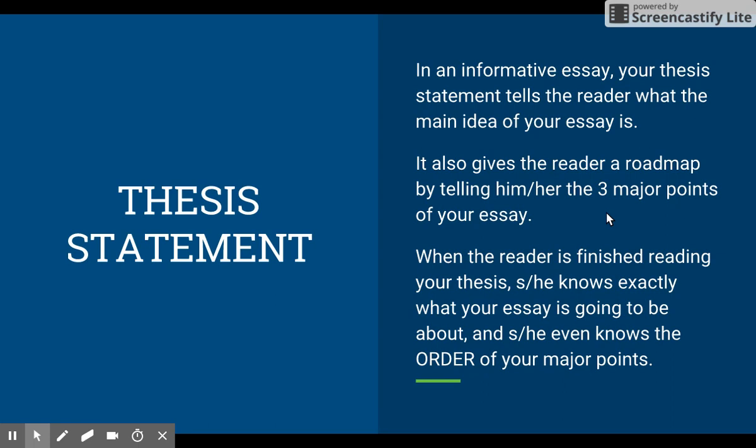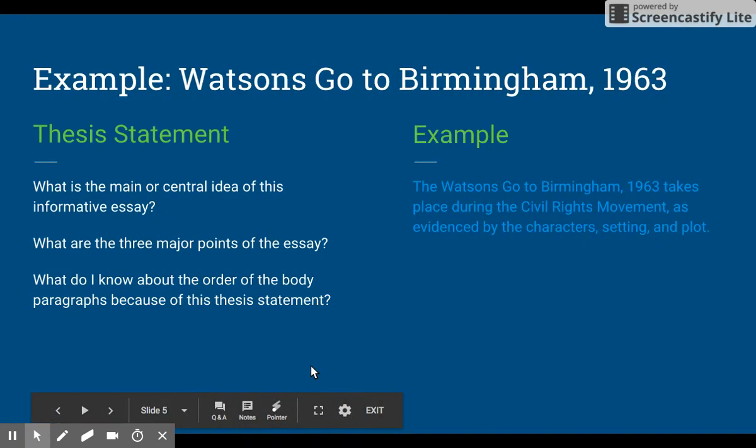It also should give your reader a roadmap by telling him or her the three major points of your essay. Finally, when your reader is finished reading just that thesis statement, they will know not only your main idea and your three major points, but will even know the order of those three major points.